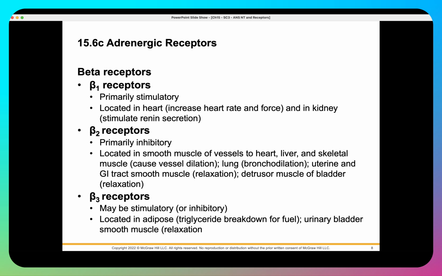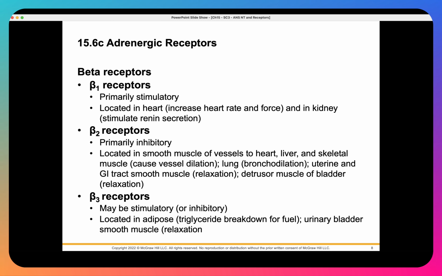When we look at the beta-1 receptors, we want to consider them to be primarily stimulatory. They are located on the heart, and when norepinephrine binds to these beta-1 receptors, we will see an increase in heart rate and force of contraction. When this stimulation happens within the kidneys, we're going to see renin secreted, an important chemical messenger involved in the renin-angiotensin system, and we'll come back to that when we study chapter 25.